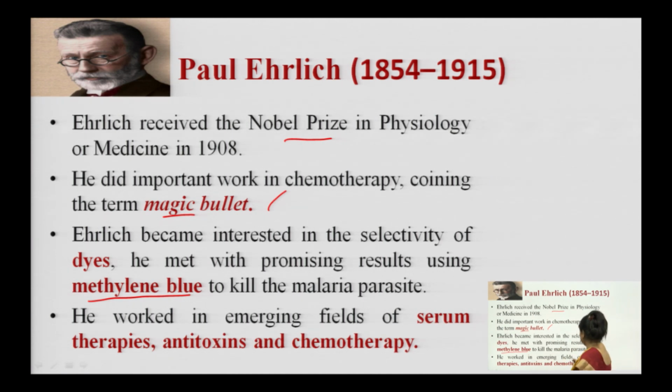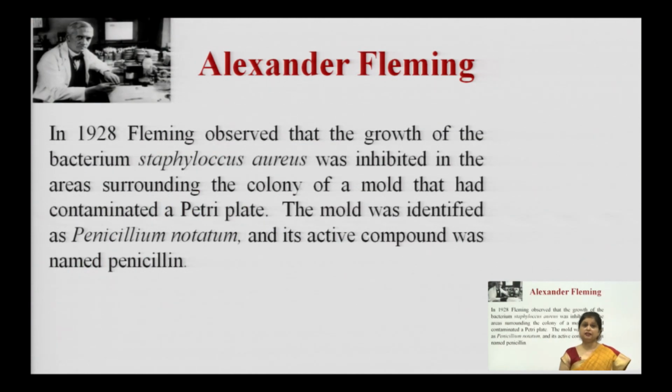He worked in the emerging field of serum therapy. As we all know, plasma therapy and serum therapies are going on. So, he was the first person who developed serum therapy, antitoxins and chemotherapeutic agents. After that, Alexander Fleming was the first person, in 1928, who generated a wonder drug known as penicillin.